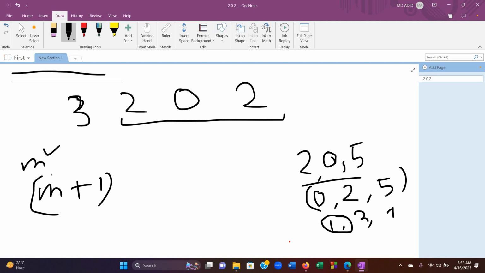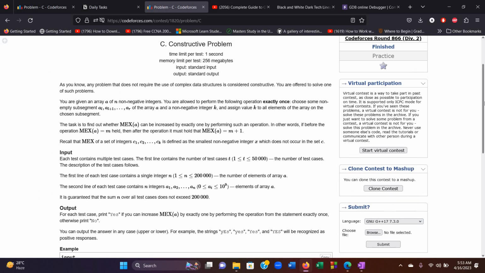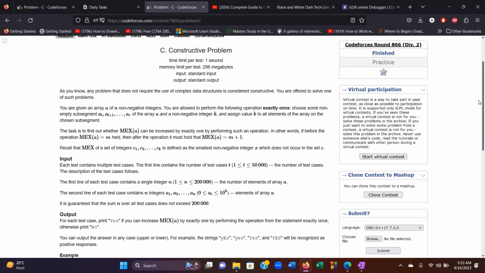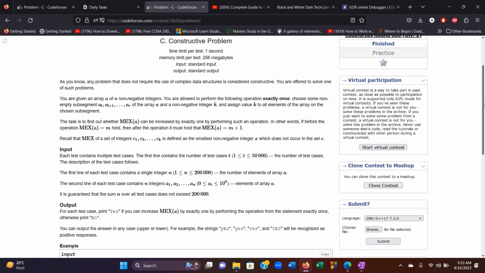And you have to output whether you can actually make it or not, whether you can actually satisfy this constraint or not. So the answer would basically be yes or no. That's going to be the answer.